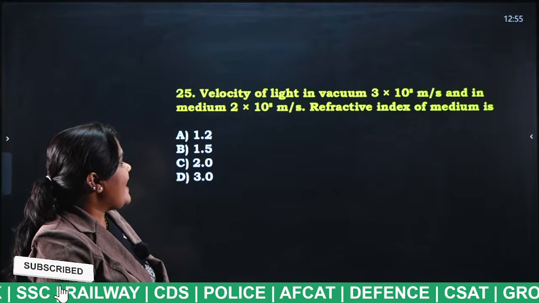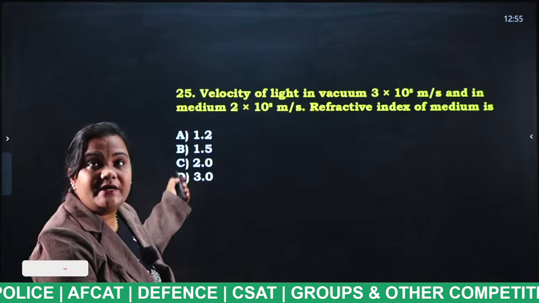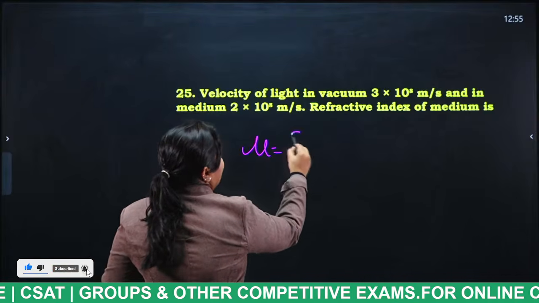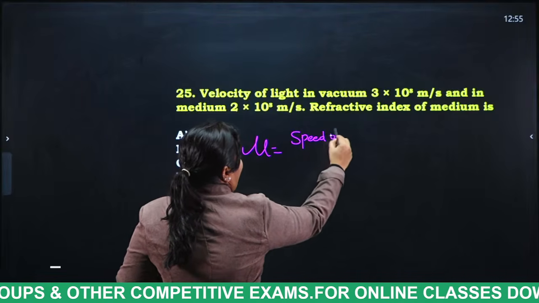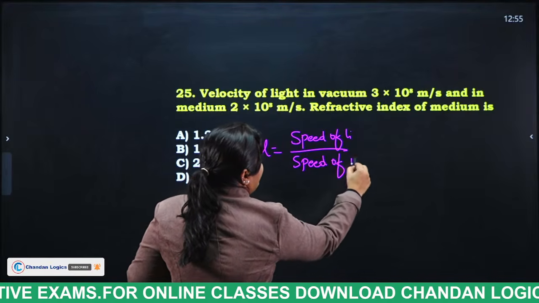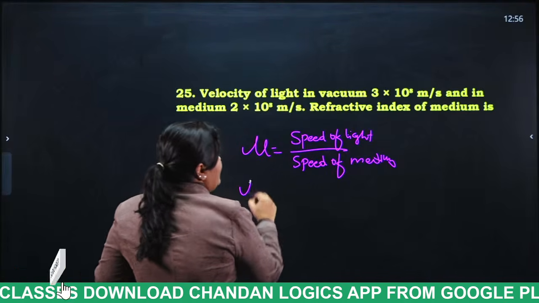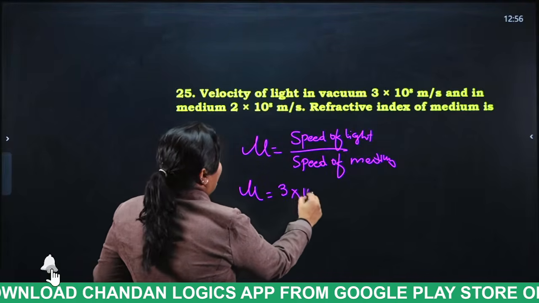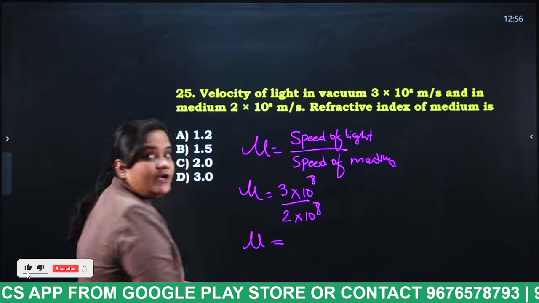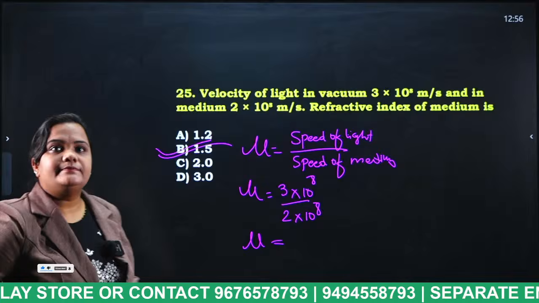Velocity of light in vacuum is 3 into 10 power 8 meters per second, and in a medium it is given. I have already told you this. Now try to solve it. I have already told you mu is equal to speed of light by speed of medium. Now mu is equal to 3 into 10 power 8 by 2 into 10 power 8. Now what is going to be the refractive index, students? 1.5. Very good. Okay.